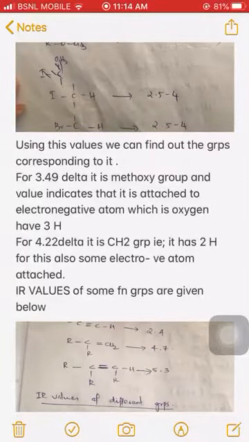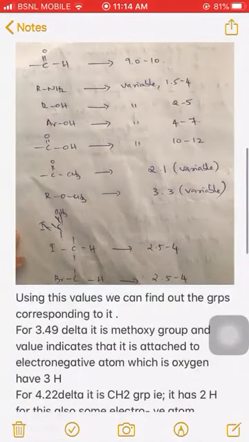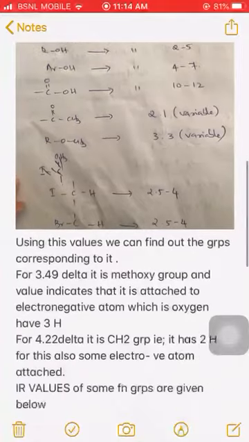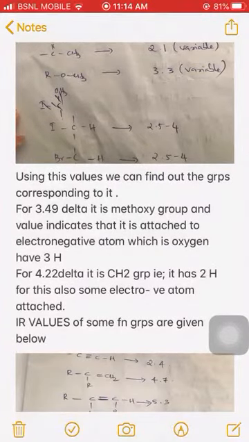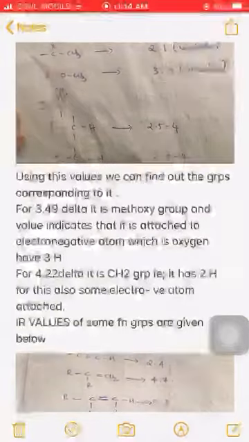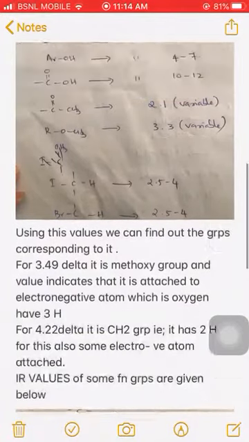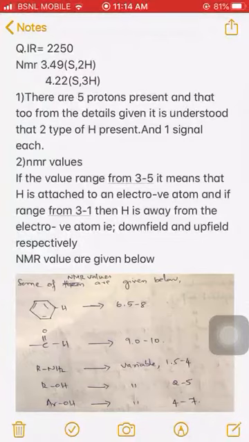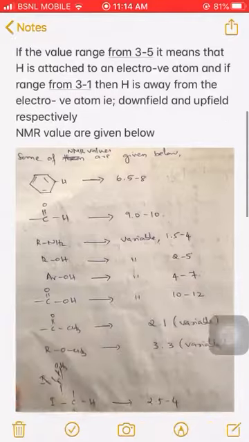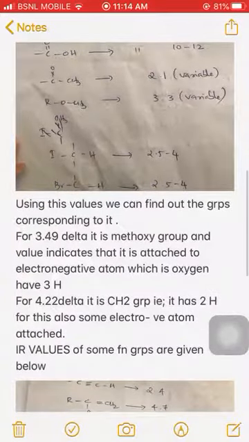For this compound, 3.49 delta, from the table, corresponds to a methoxy group. Methoxy has a value of 3.3, and the value itself indicates the range of 3 to 5. It is known that the proton is attached to some electronegative atom; in the methoxy group, CH3, the protons on carbon are attached to the electronegative atom oxygen.